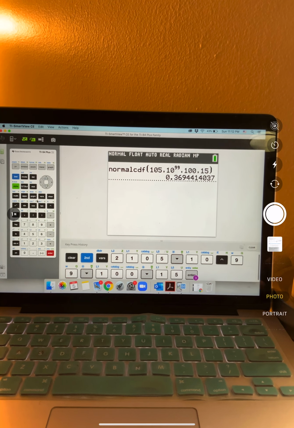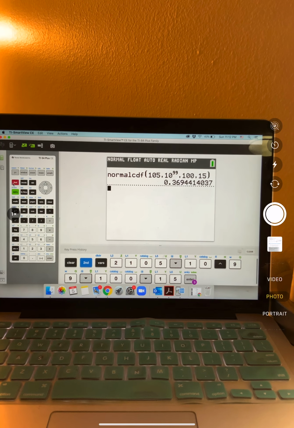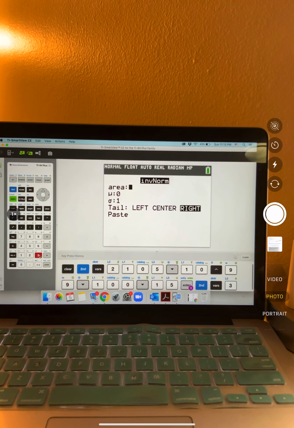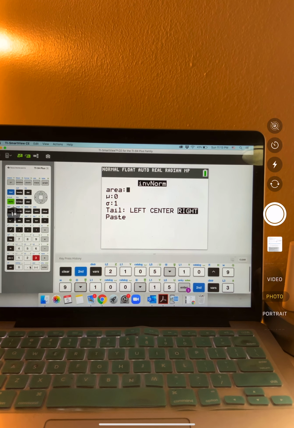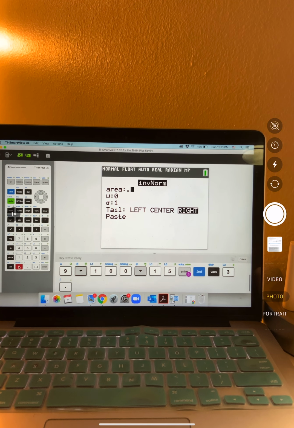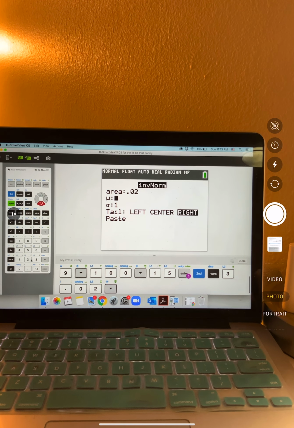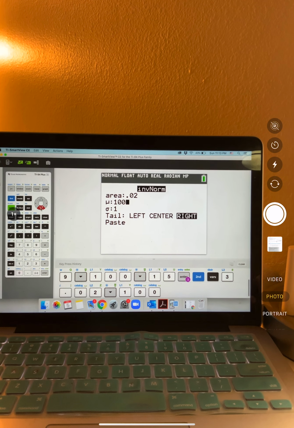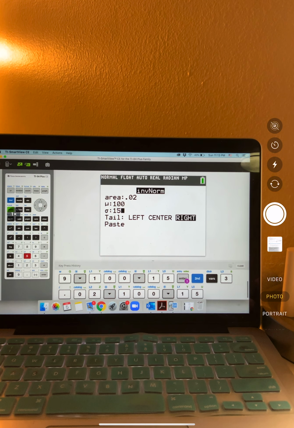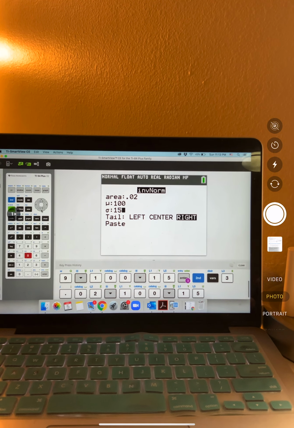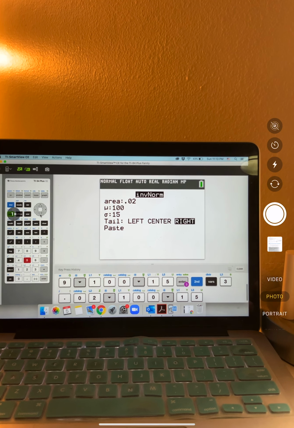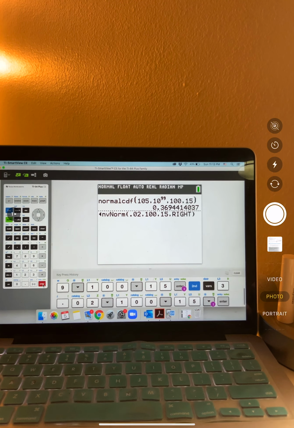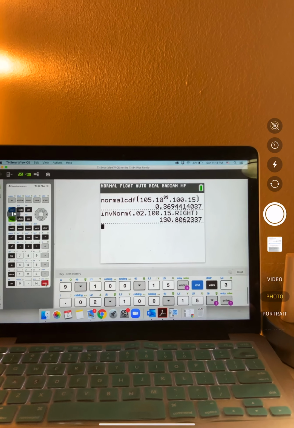All right. Here we go. Second bars, inverse norm. Let's start with the right one. 0.02, 100, 15. Remember 0.02 was the top 2%, so that's a right area. So for the tail, you have to select right, which is already there. And then paste it. We got 131, rounding to the whole number.